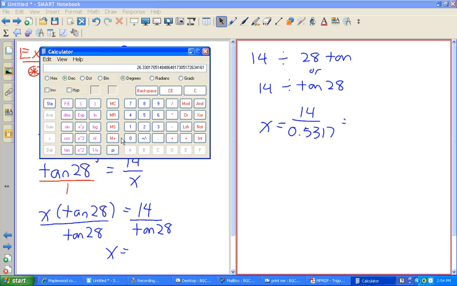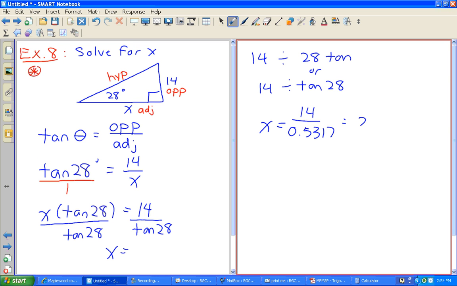So 26.33. So what all you found out was x equals that at the end. Okay, so you did this, but then you'd have to put in your equals or whatever at the end. And you should get the right answer then.